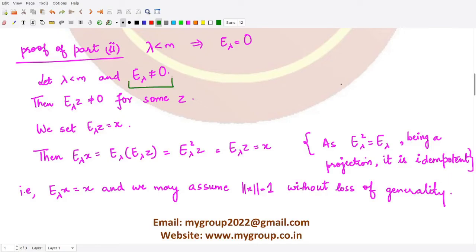If this is not a zero operator, that means it would give some non-zero value for at least one z. So we assume that it is non-zero for some z, and we take that value to be x, that is, when we apply E lambda onto z, the value that we obtain is x.